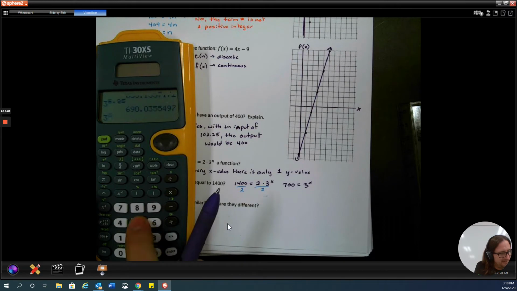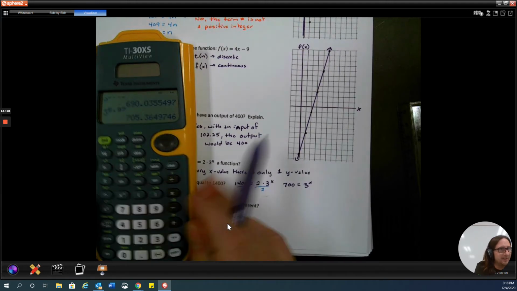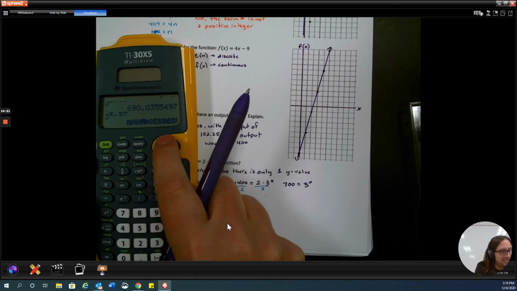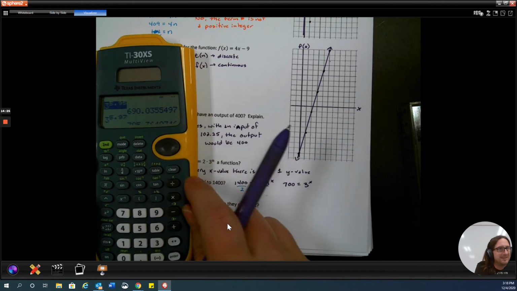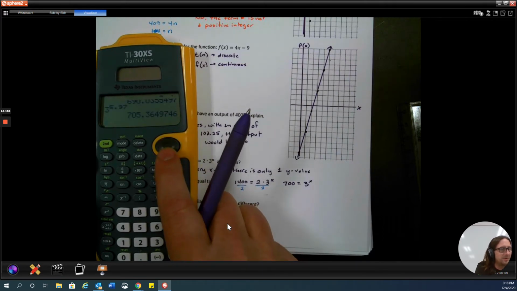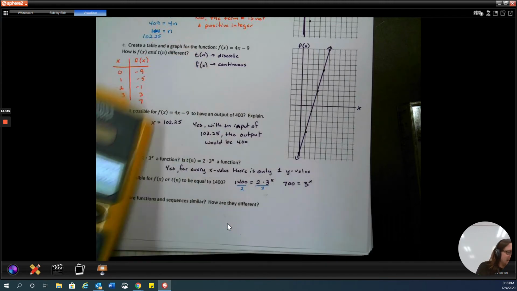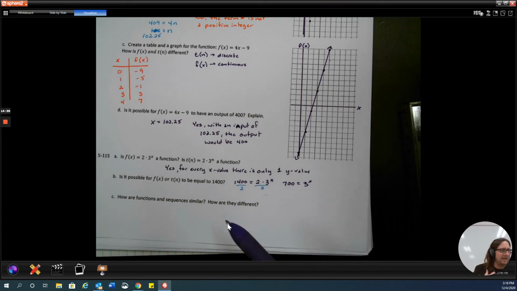3 to the 5.97. I went too far over. But you can see here, yeah, we're going to eventually get there. I can use decimal answers, maybe 5.96. Probably it's going to be a little bit less than that. But yeah, I'm getting closer when I type in different numbers. So yeah, I can, with f of x, get an answer. It's not going to be an integer, but it's possible.